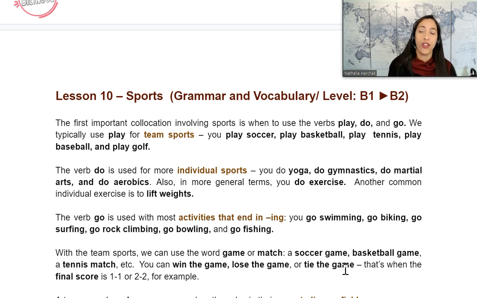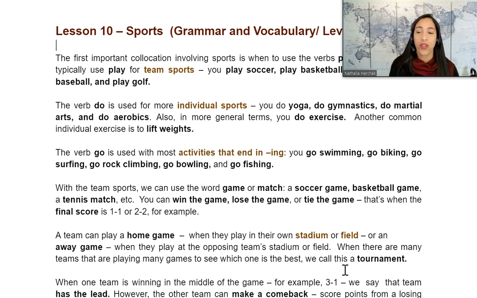Another common individual exercise is to lift weights. The verb go is used with most activities that end in ing. You go swimming, go biking, go surfing, go rock climbing, go bowling, and go fishing. With the team sports, we can use the word game or match, a soccer game, a basketball game, a tennis match, etc. You can win the game, lose the game, or tie the game. That's when the final score is 1-1 or 2-2, for example.